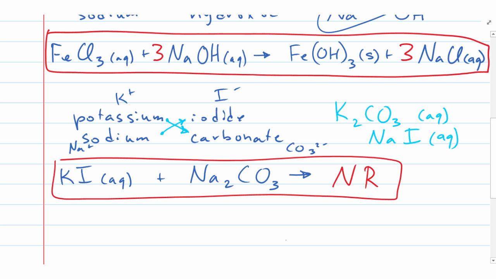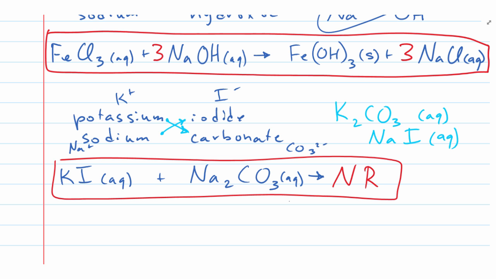So here's how we could have predicted that there would have been no reaction. Oops, we forgot one phase label here. The phase label we forgot was for the sodium carbonate. That was aqueous as well. But here's how the rule works. It says if we start with two aqueous ionic compounds, and the products show that we would form two aqueous ionic compounds, then there will be no reaction.